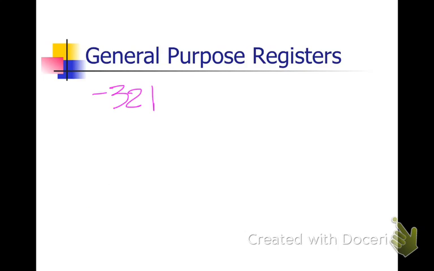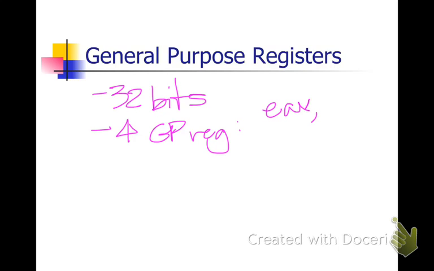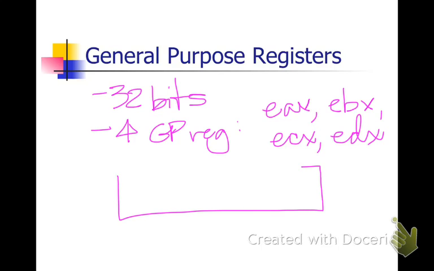So 32 bits. I've got 4 general purpose registers, and they are EAX, EBX, ECX, and EDX. Okay, they are 32 bits. These are registers that are part of the CPU, so I can get to a lot of different parts of them.